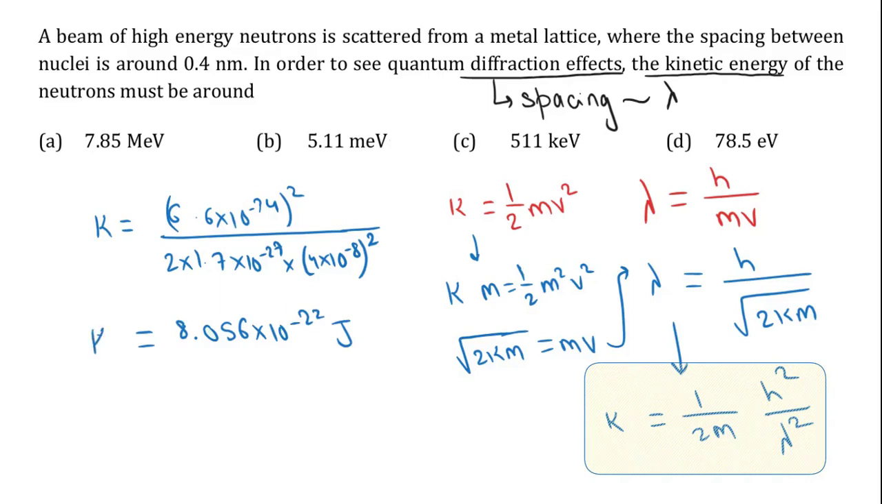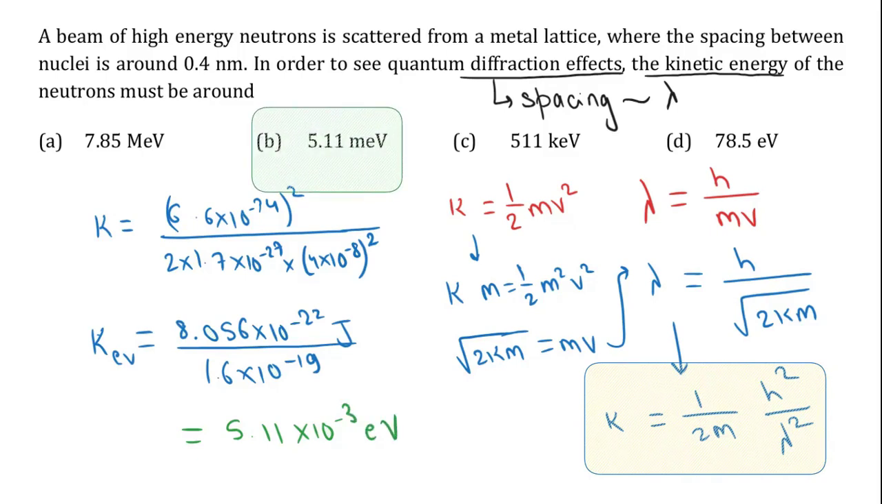So kinetic energy in electron volts is this, divided by 1.6 times 10 to the power minus 19, which then gives us 5.11 times 10 to the power minus 3 electron volts, which means B is our answer.